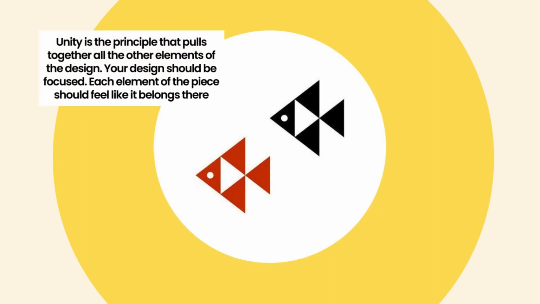Next is unity. The harmony that each component of a design piece produces is known as unity in design principles. Clearly defining the relationships between visual elements will help you achieve unity. As a general rule, only include an element in your design if it will further the message.